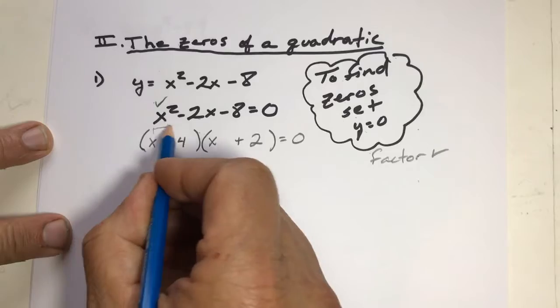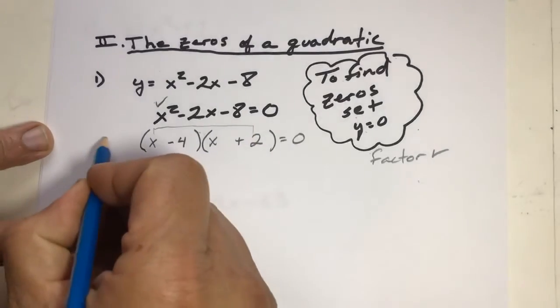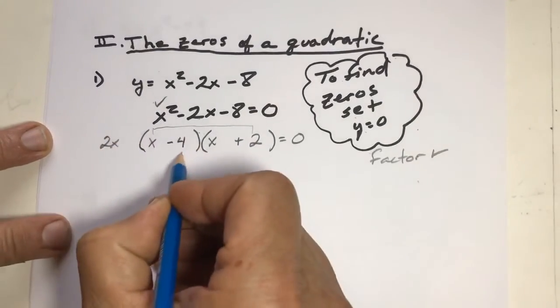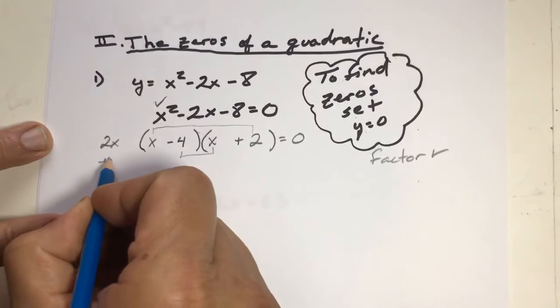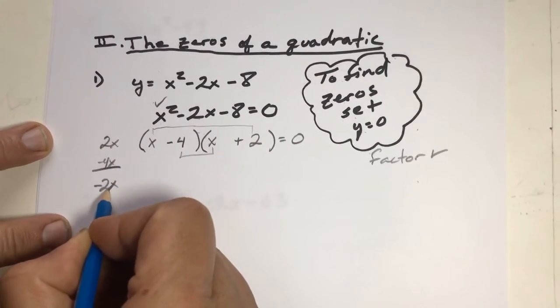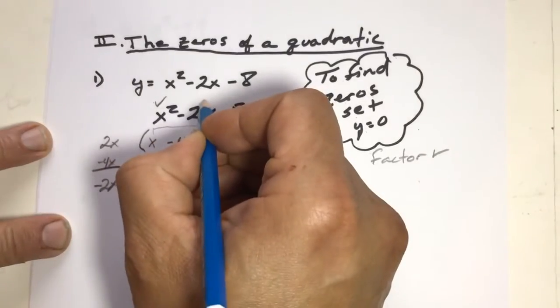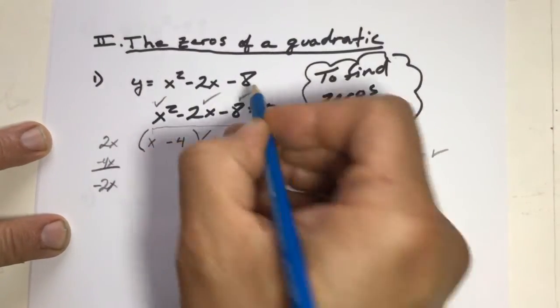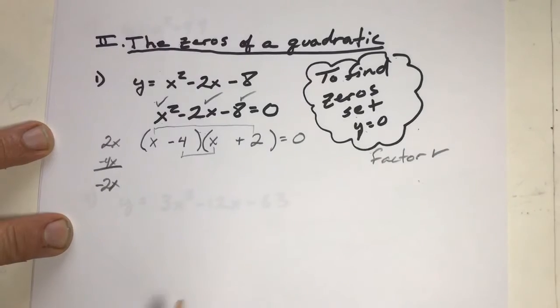I think that now the outsides are a 2x and the insides are a negative 4x, which are going to add up to negative 2x. So that is the middle term. So everything's guaranteed there. We can move on.